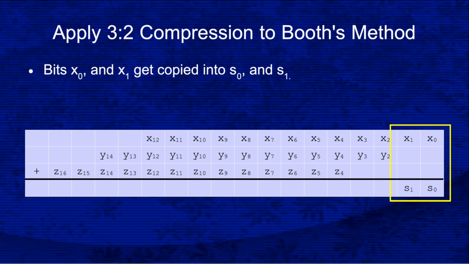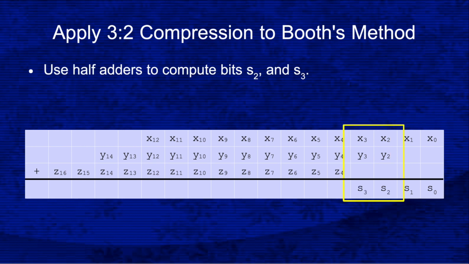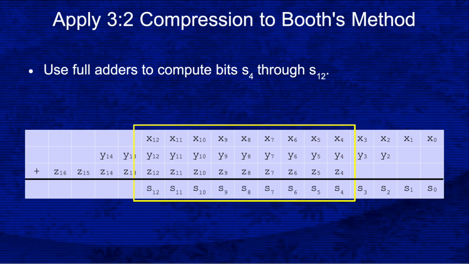Because bits y0, y1, z0, and z1 are implied to be 0, we can simply copy bits x0 and x1 into bits s0 and s1 respectively. We can compute bit s2 from bits x2 and y2 using a half adder. Similarly, we compute bit s3 from bits x3 and y3. We compute bits S4 through S12 from their corresponding X, Y, and Z bits using a full adder.